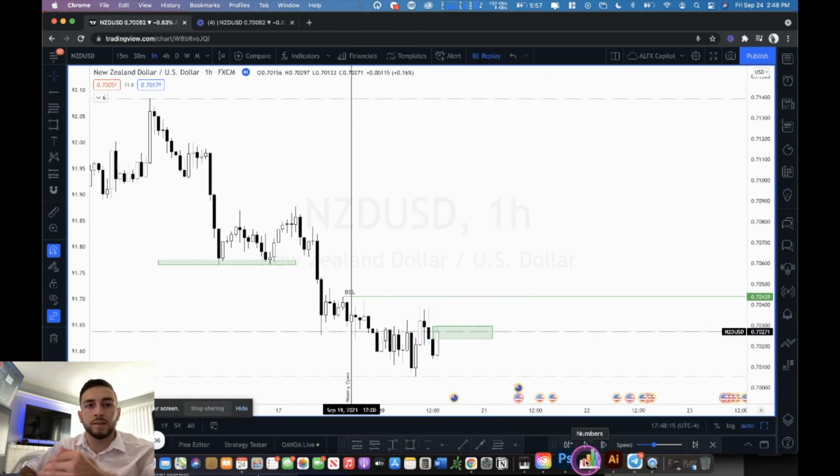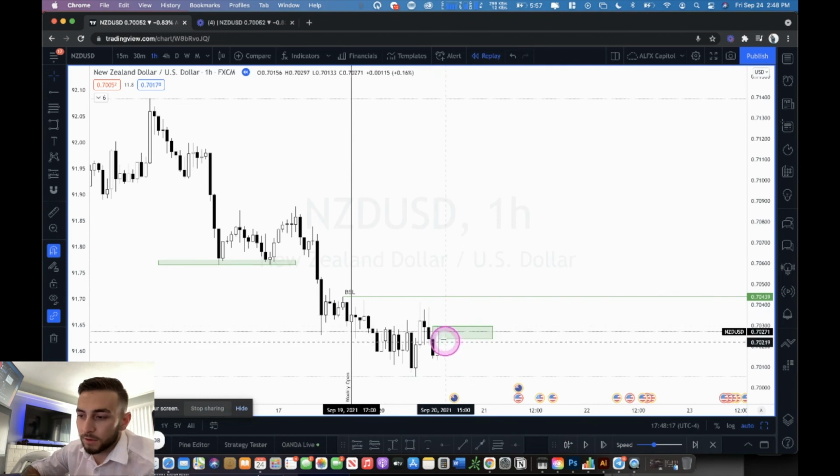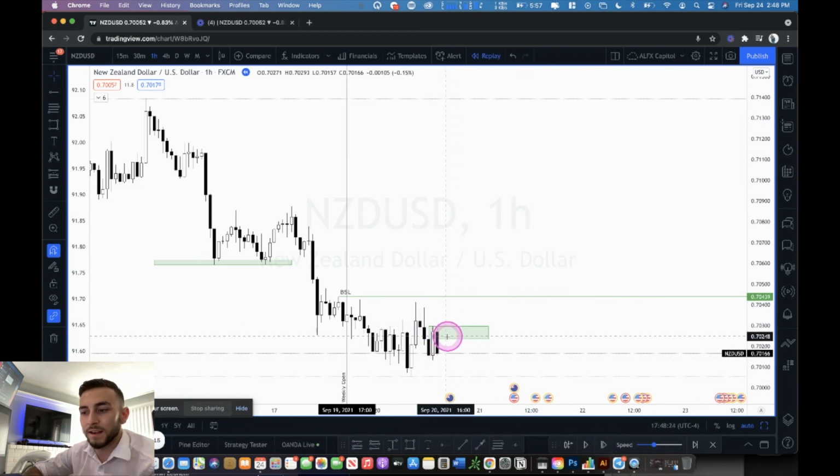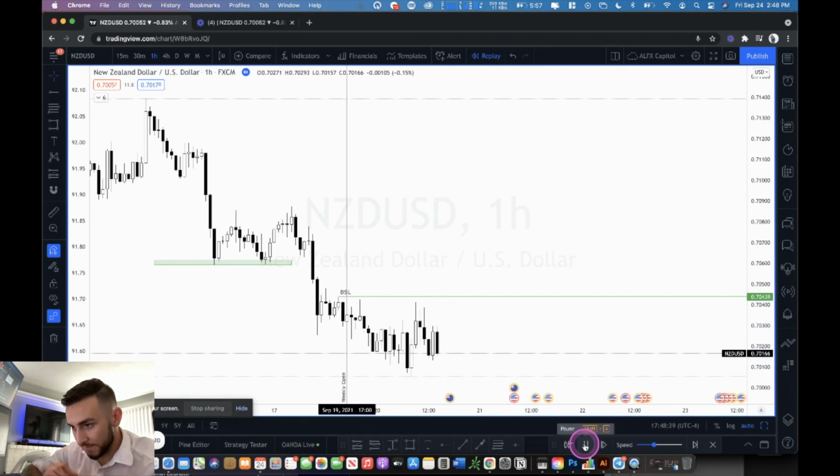Now we want to wait for the next candle to make sure it comes down, doesn't go much farther below this body, and rejects pretty quickly. So let's see if that happens. And it didn't happen. So now this is no longer valid. We are not going to take an entry on this position.